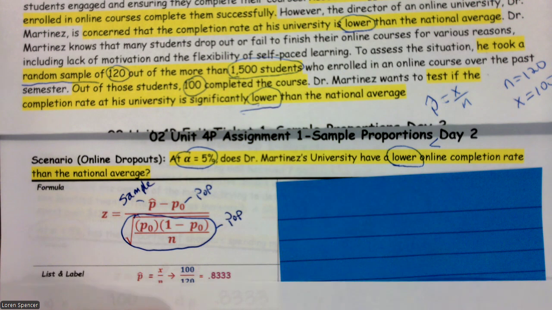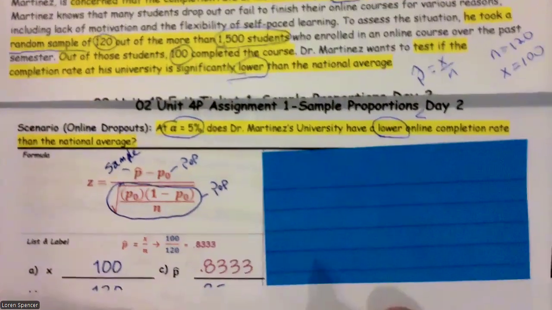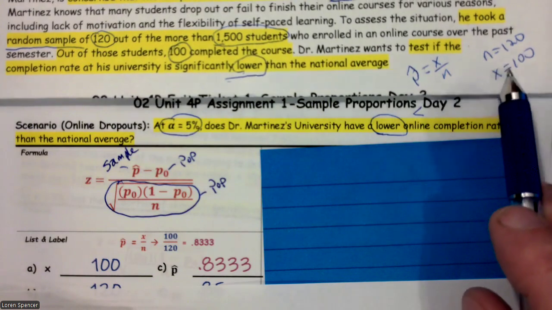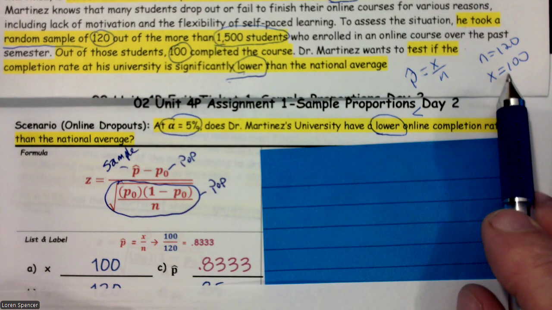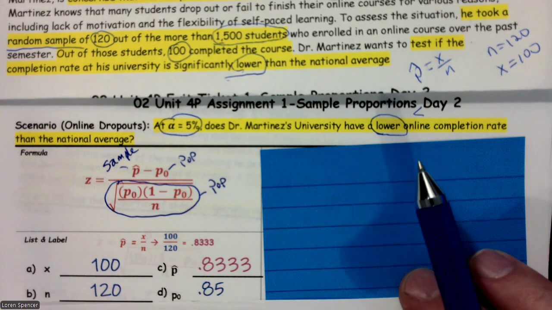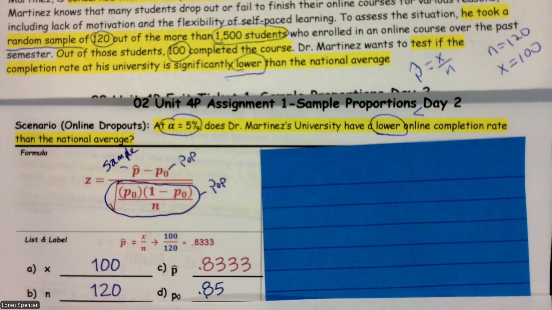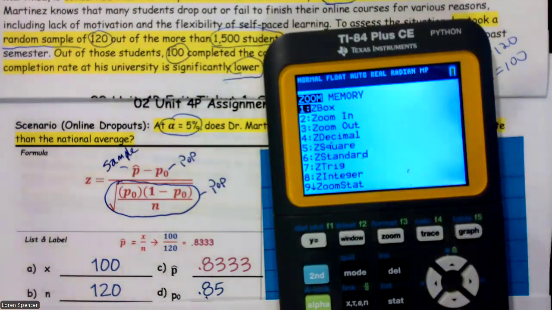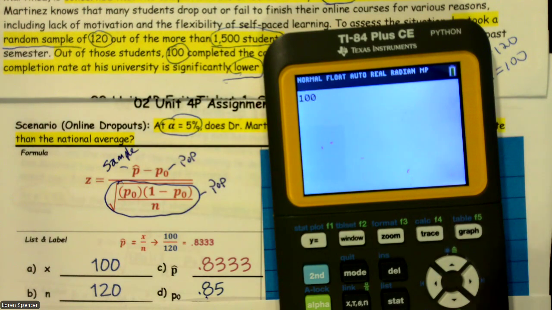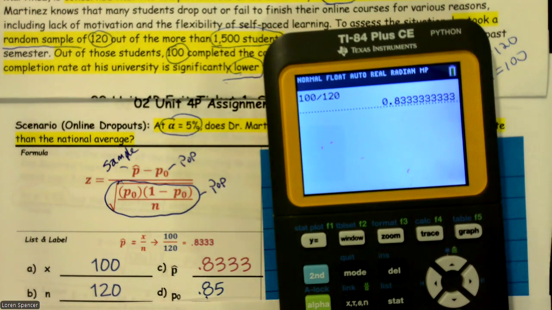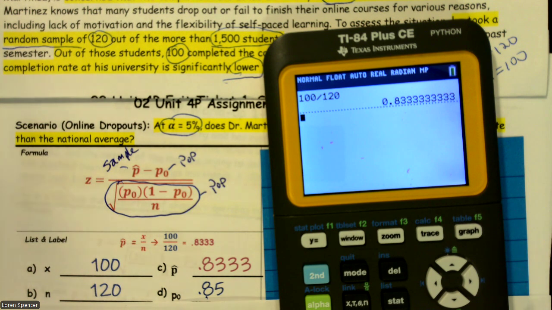Okay, so when we went through the material, we identified that the number of students that he had passed was 100 completed the course out of 120. And the claim was 85%. But what we didn't have is p hat. We'll simply put 100 divided by 120 is 0.833. And let's take a look at that and just prove it to ourselves. So 100 divided by 120 is 0.833. So that's our sample proportion.